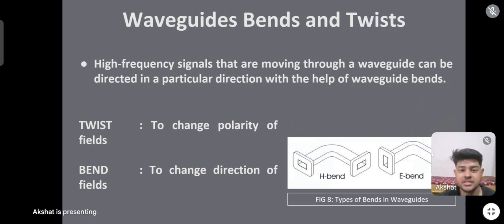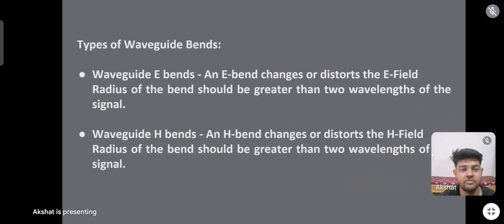High frequency signals that are moving through a waveguide can be directed in a particular direction with the help of waveguide bends. Types of waveguide bends: they might be classified into two parts, E bend or H bend. An E bend changes or distorts the electric field, whereas the H bend changes or distorts the magnetic field. The radius of the bends should be greater than two wavelengths of the signal.